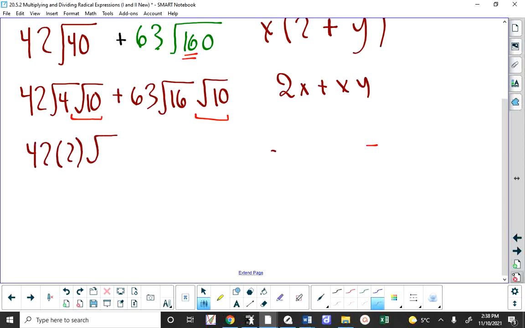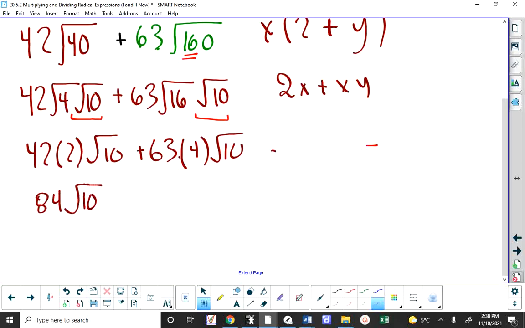Root 4 is 2. Root 16 is 4. 42 times 2 is 84. So we get 84 root 10 plus, am I right that 4 times 63 is 252? Good, thank you. Root 10. 84 kittens plus 252 kittens is 336. We're not adding kittens, we're adding root 10, so 336 root 10.